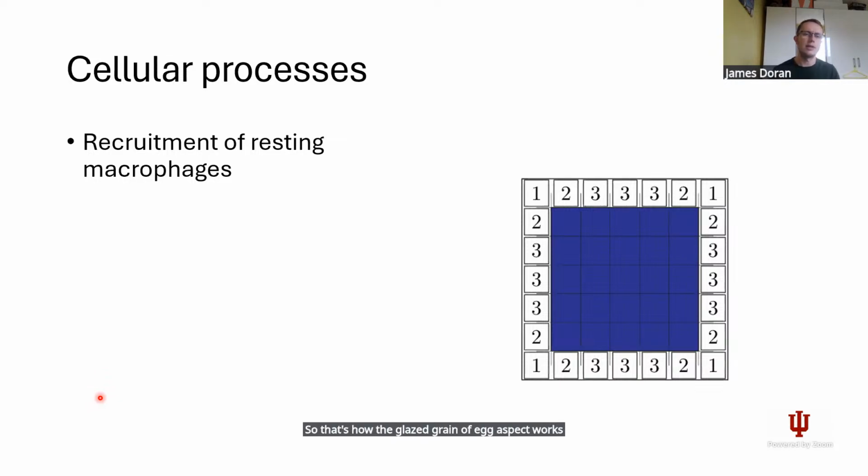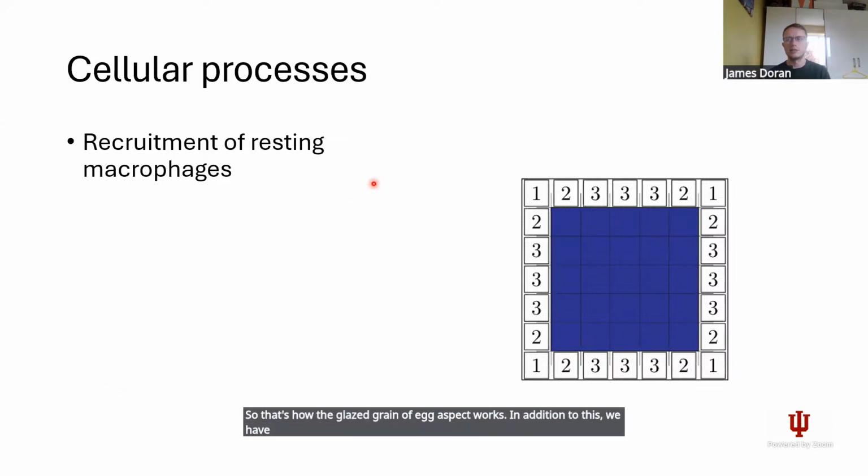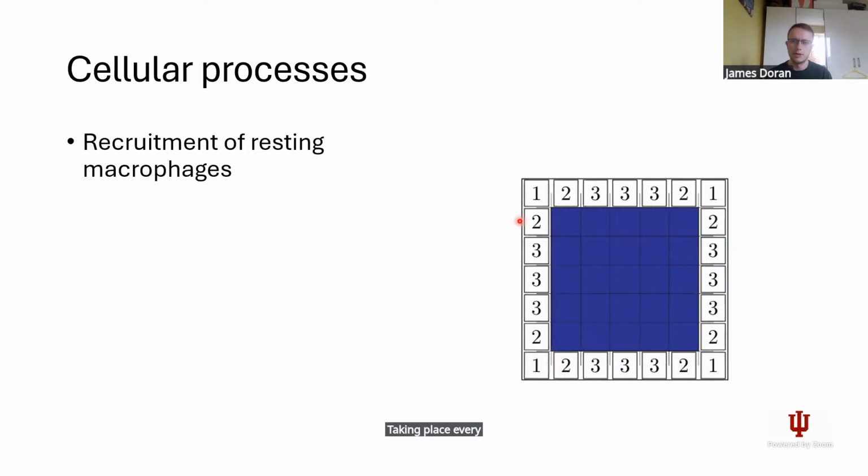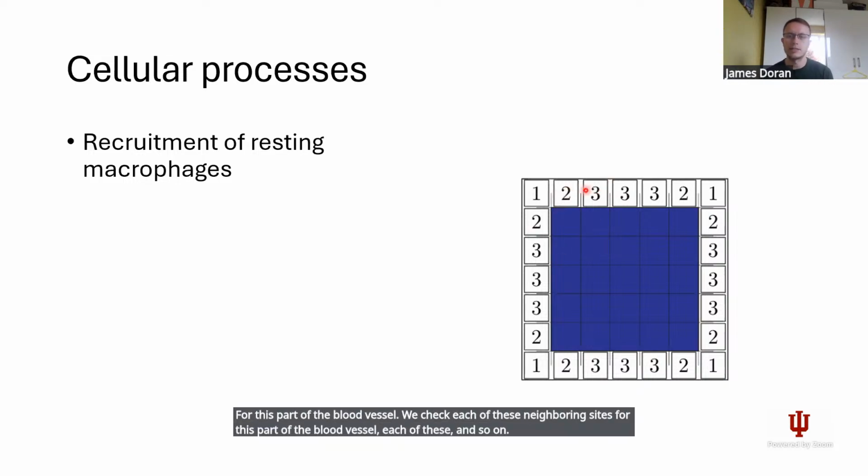In addition to this, we have recruitment of resting macrophages taking place every Monte Carlo step. So this blue square here would represent a blood vessel in our model. And we check each of these boundary sites to see if there is a free space. And the number just tells you how many times each site is checked. And so, for instance, for this part of the blood vessel, we check each of these neighboring sites. For this part of the blood vessel, each of these, and so on. So the number indicates how many times each of these boundary sites is checked.